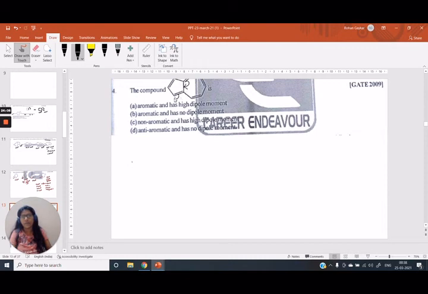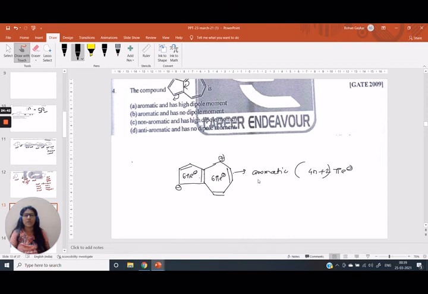If I break this bond in this manner, then we get here a double bond, here a negative charge, here a double bond, here a positive charge, here a double bond, here a double bond. Here this system consists of 6 pi electrons. These 3 pi bonds consist of 6 pi electrons, so the given system is aromatic because it obeys the Huckel rule. It consists of 4n plus 2 pi electrons, system cyclic, planar, conjugated, therefore both these rings are aromatic and have more charge separation because of this negative and positive charge, that is, it has high dipole moment.